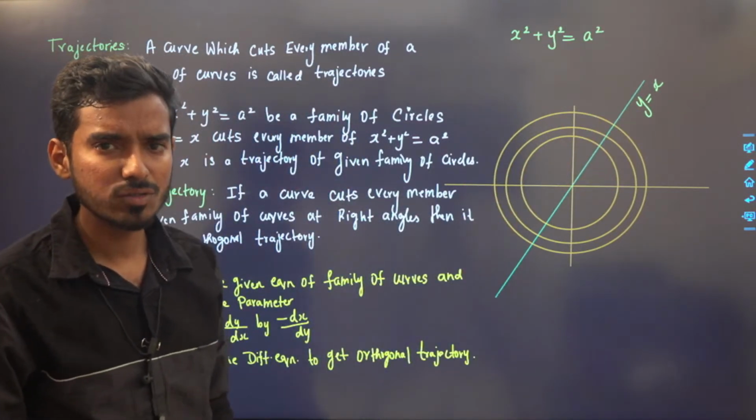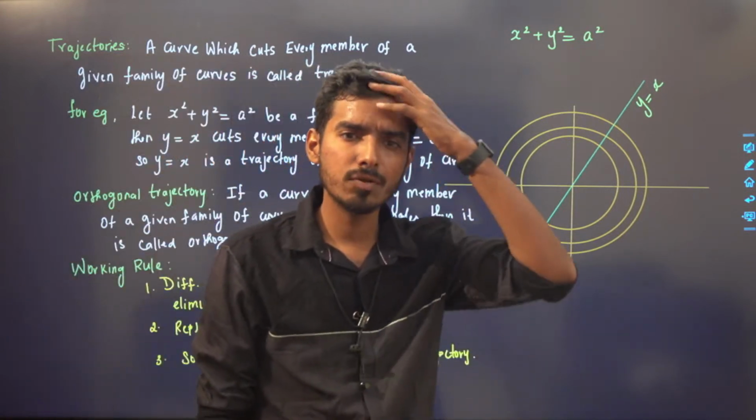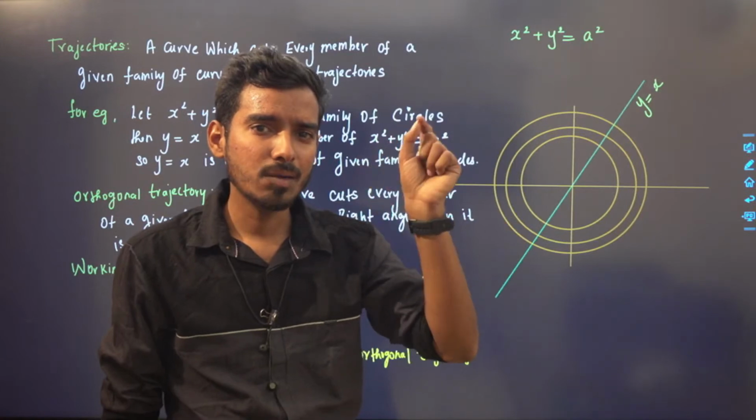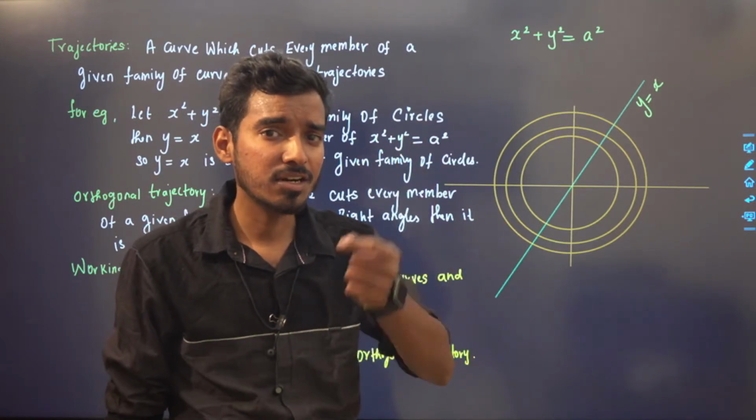Suppose it cuts at right angles to every member of this family, then this curve is called an orthogonal trajectory. You know how to find the angle between two curves. The angle between two curves is nothing but the angle between the tangents drawn at that point.